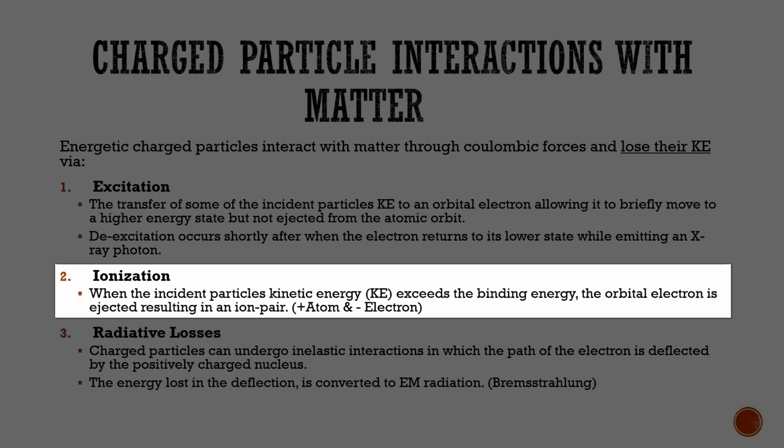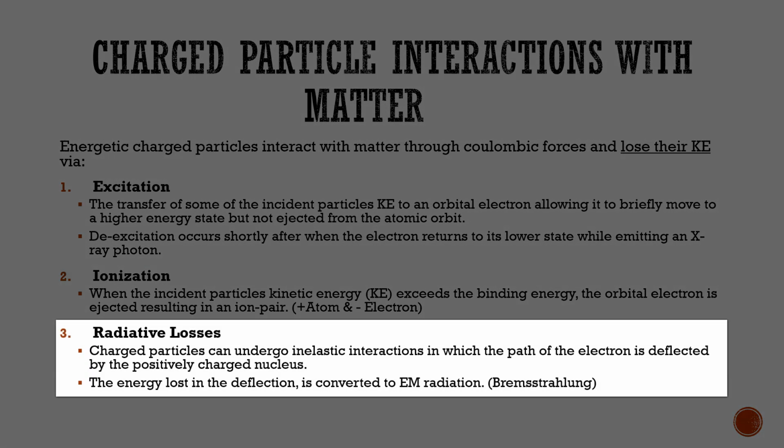On the other hand, when we talk about 2, ionization, the incident particle or electron has sufficient kinetic energy to actually cause the removal of the orbital electron from the atom with which it interacts. This means that the incident electron has kinetic energy that is greater than the actual binding energy of the orbital shell electron. As a result, the orbital electron is ejected from its shell and causes an ionization event.